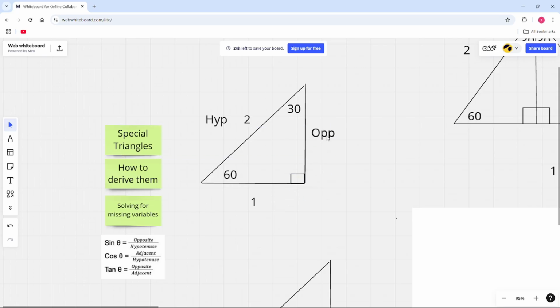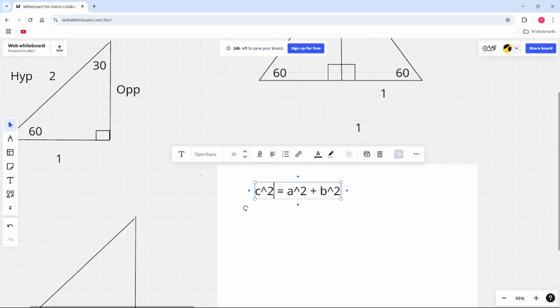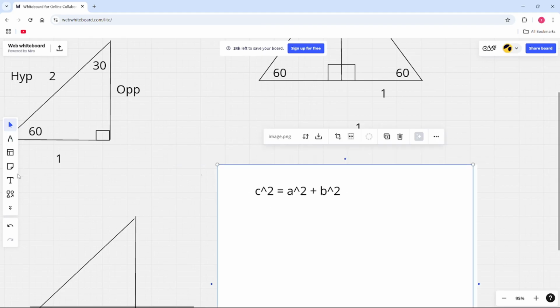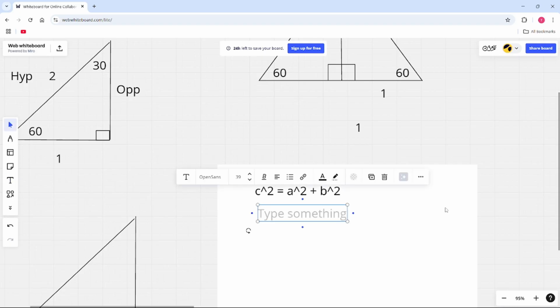Now, to be able to solve for this missing side, we have to use Pythagoras' theorem, which is c squared is equal to a squared plus b squared. We know our c will always be the hypotenuse, or in this case, 2. And the a or the b will either be the opposite or the adjacent. So in this case, I'll just rearrange to solve for a.